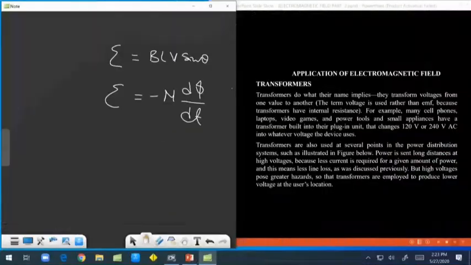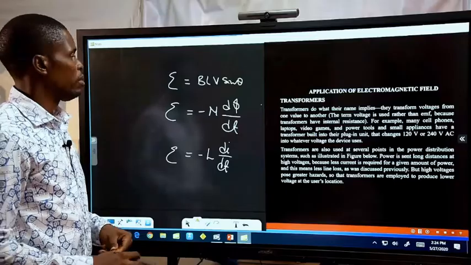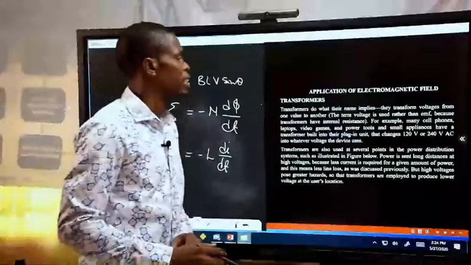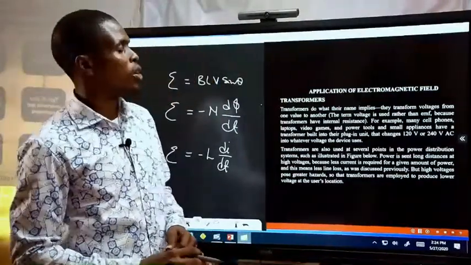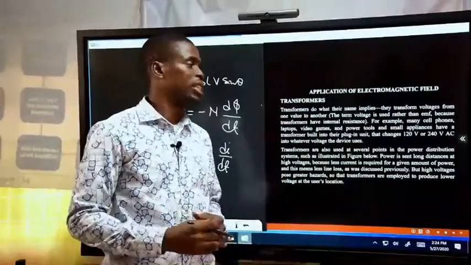And also Lenz's law, we said that the induced EMF is equal to minus L di over dt. That is, the EMF induced in a coil is dependent on the rate of change of the current and the inductance, L. So we have to look at the application of all these principles, all these terms that we have stated.